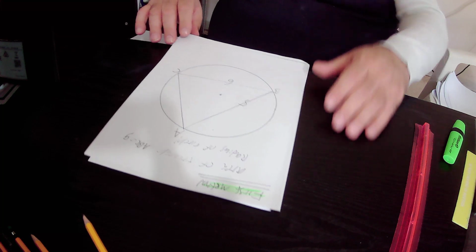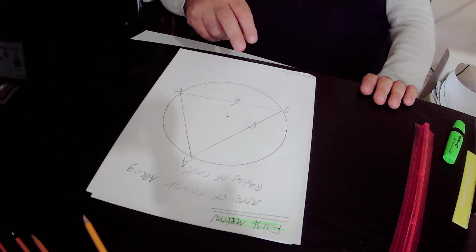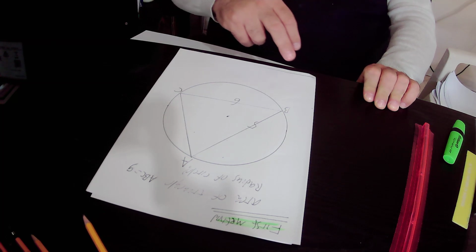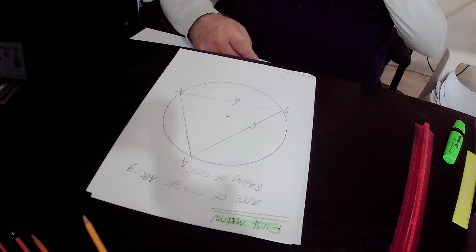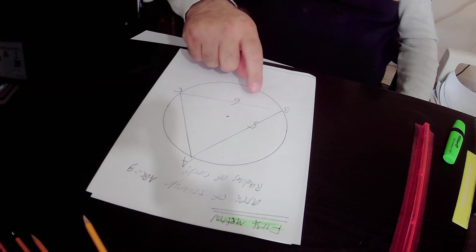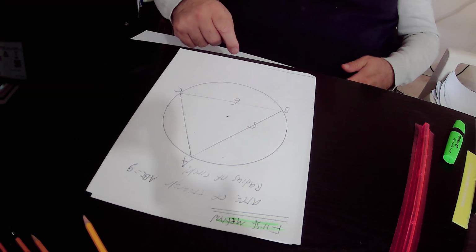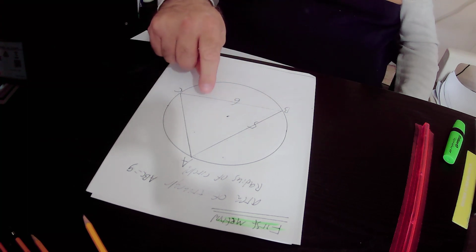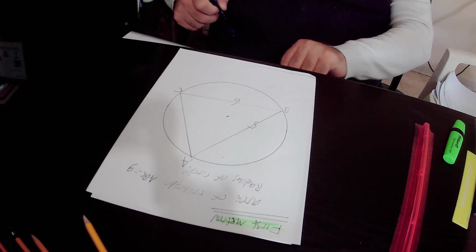So in the drawing, we have triangle ABC that is inscribed in the circle. We know that the area of triangle ABC equals 9 square units, side AB of triangle ABC equals 5 units, side BC equals 6 units. And we want to find out the radius of this circle that circumscribes triangle ABC. We will start with the first method.